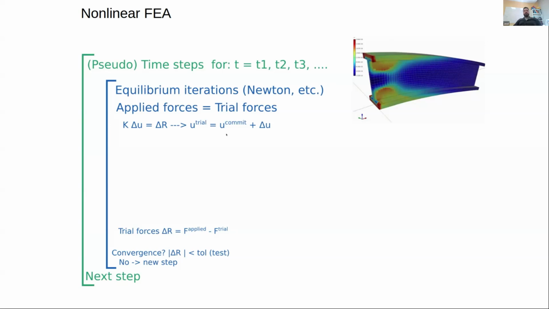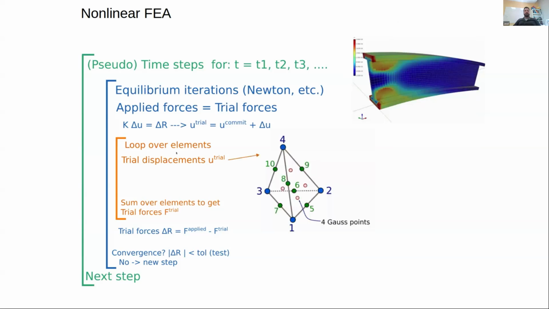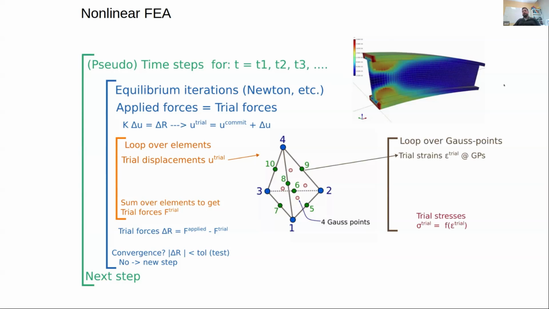So how do you get from the trial displacement to these trial forces? Well, you have to loop over all these finite elements, right? So you loop over the elements, you put the trial displacement into the element nodes, and then the element goes into the Gauss points and gets some trial strain. So basically at each Gauss point, you get your trial strain from the trial displacements. And then from the trial strain, you need to compute the trial stress, which is needed to compute the trial forces that we need in the back.